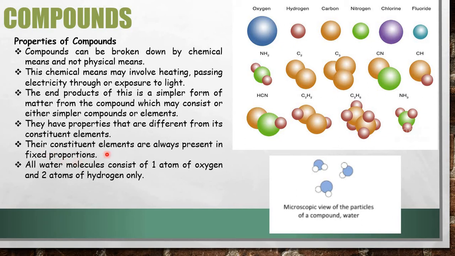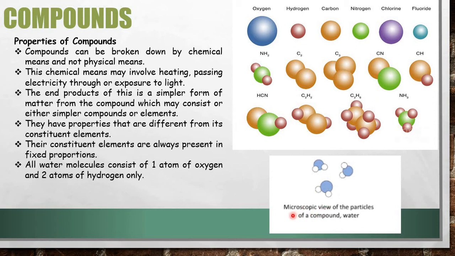Their constituent elements are always present in fixed proportions. If it is C2, the carbon atom must be 2 atoms. If C3, it must have 3. It must be fixed, it cannot be changed. If we change this number, it means a different compound, a different thing. So all water molecules consist of 1 atom of oxygen and 2 atoms of hydrogen only, for example like this one.